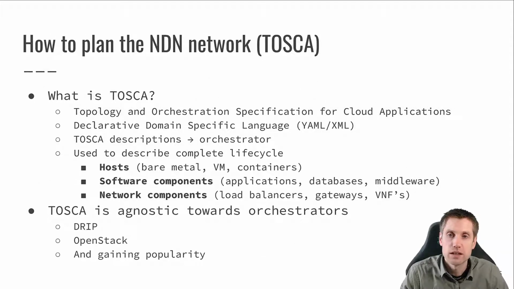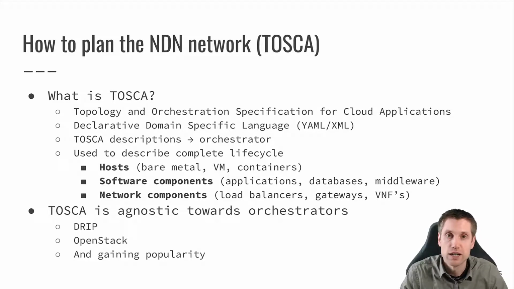So how to plan such an NDN network with Tosca? Tosca is the Topology and Orchestration Specification for Cloud Applications. That's the open standard we use to orchestrate this complex infrastructure on the many levels that we use it. It's a declarative domain-specific language which can be written in YAML or in XML. And it's composed of descriptions, which can then be parsed by an orchestrator and then applied by it. And such an orchestrator can be Drip or OpenStack or any other which is able to parse these descriptions.